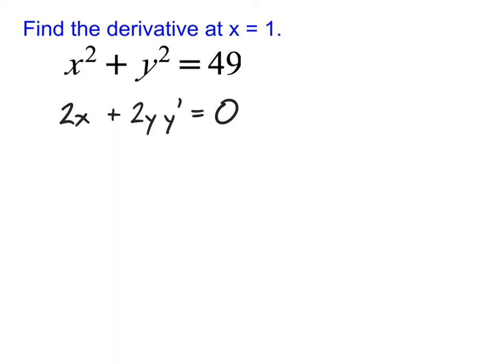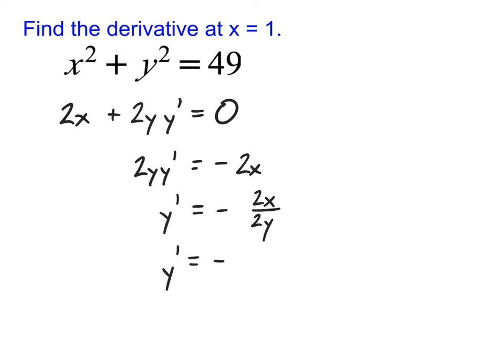That means I'm going to be moving that 2x to the other side, so I'm going to subtract that from both sides. And then I'm going to divide both sides by the 2y. And so I end up with negative 2x over 2y. And then having gotten to that part, I now can say that y prime simplifies down to be a negative x over y.